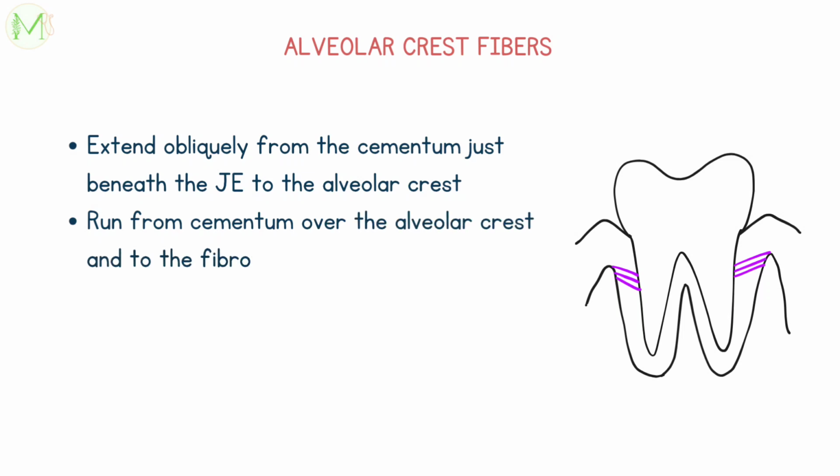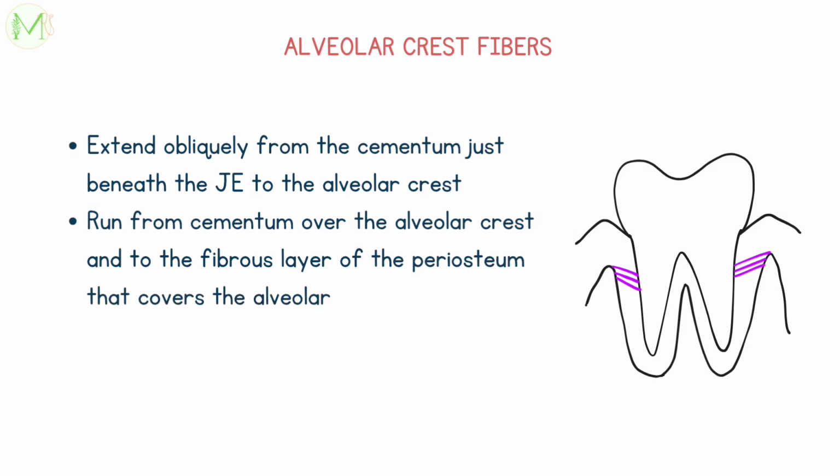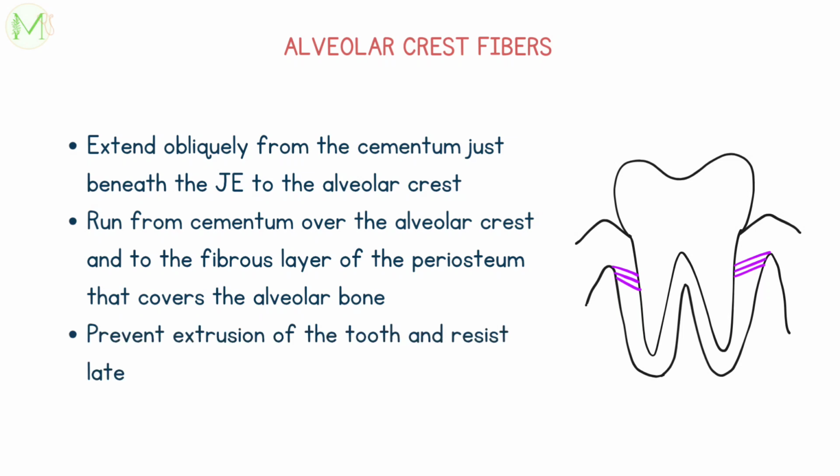Fibers also run from cementum over the alveolar crest to the fibrous layer of the periosteum that covers the alveolar bone. The alveolar crest fibers prevent extrusion of the tooth and resist lateral tooth movements. The incision of these fibers during periodontal surgery does not increase tooth mobility unless significant attachment loss has occurred.